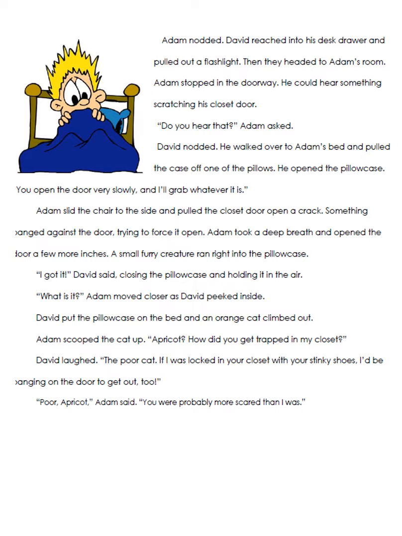David put the pillowcase on the bed, and an orange cat climbed out. Adam scooped the cat up. "Apricot, how did you get trapped in my closet?" David laughed. "The poor cat. If I was locked in your closet with your stinky shoes, I'd be banging on the door to get out too." "Poor Apricot," Adam said. "You were probably more scared than I was."